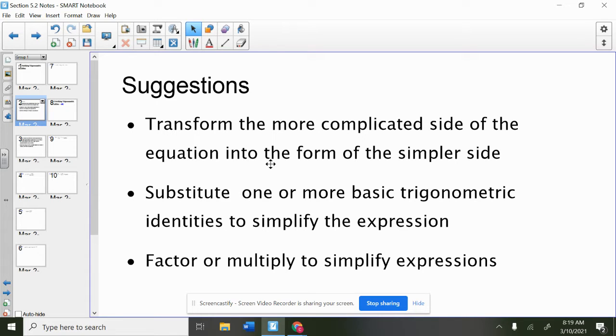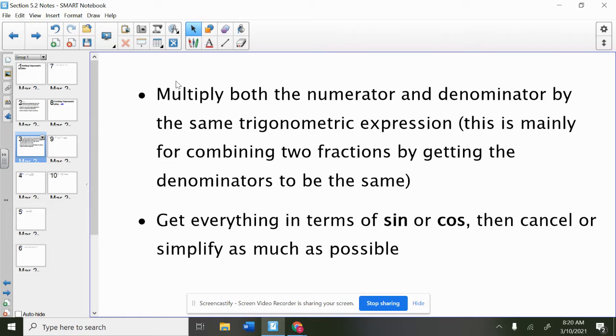Next, substitute one or more basic trig identities to simplify the expression. So that means if you see a sine squared plus a cosine squared, that equals 1. If you see a 1 plus tangent squared, that's equal to secant squared. If you see a tangent, that's sine over cosine, those things. Factor and multiply. If you can factor, if you see something in common, factor it out. That might work. Again, these are tough because there's not necessarily one way to do them. If you see parentheses, you can multiply, those types of things. Same thing, take a pause and copy these down as well.